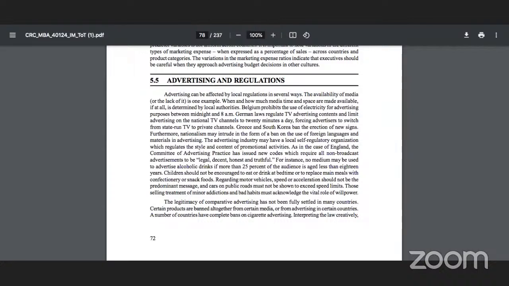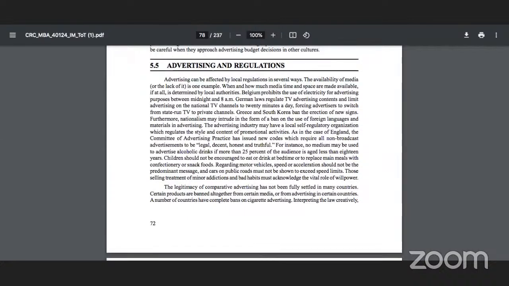So, the availability of media or the lack of it is one example, because that determines media time and space. Belgium, for example, prohibits the use of electricity for advertising purposes between midnight and 8 a.m., whereas German laws regulate TV advertising contents and limit advertising on the national TV channels to just 20 minutes a day, forcing advertisers to switch from straight on TV to private channels.